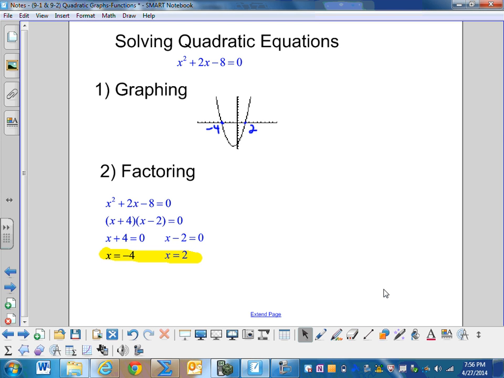Solving quadratic equations. We've been solving quadratic equations, and the first method we learned was graphing. Here I've graphed x squared plus 2x minus 8 equals 0, and by looking at the graph, I see the solutions are at negative 4 and 2.